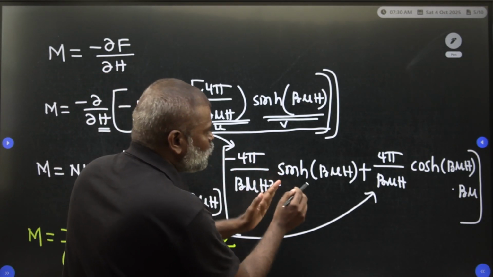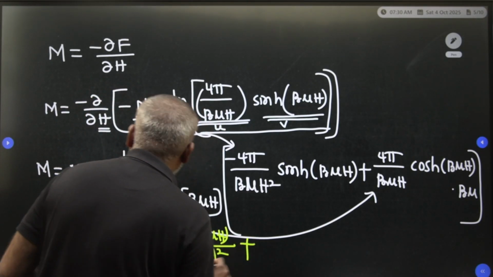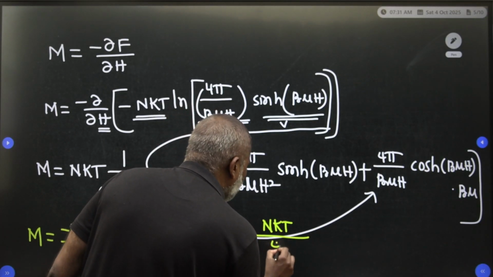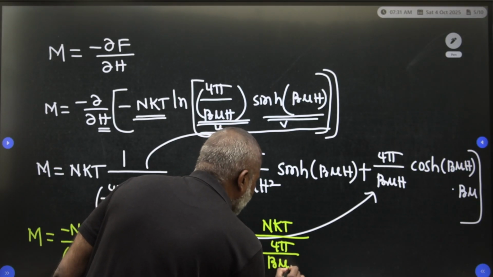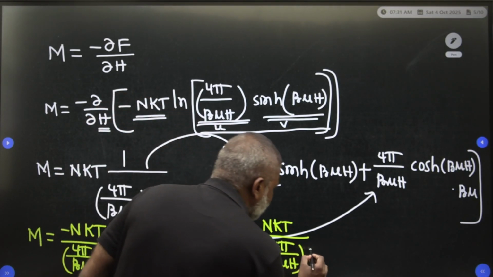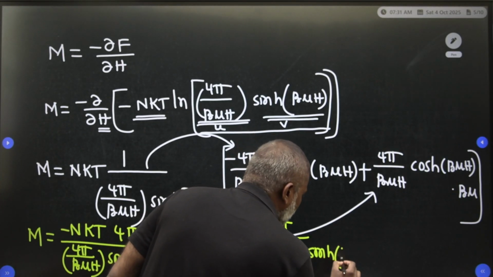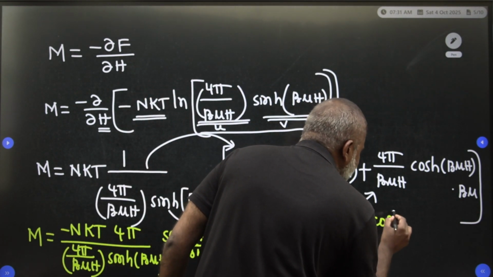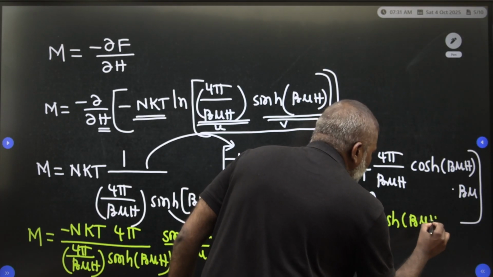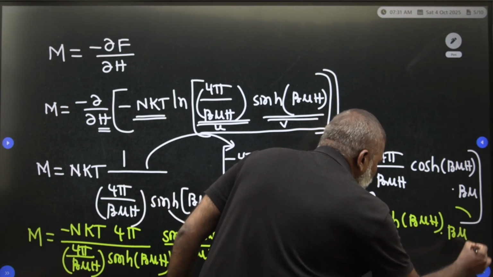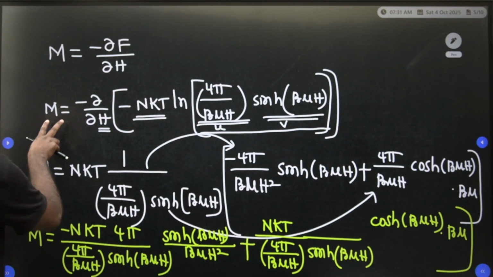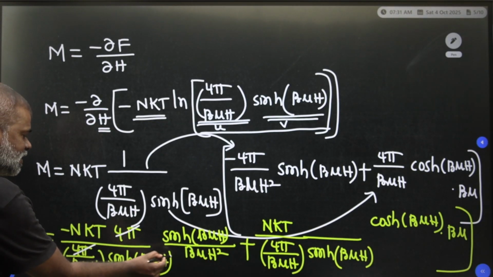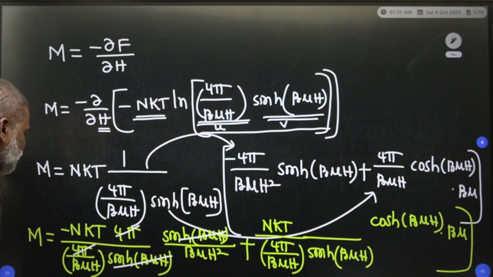Now the second term: plus NkT over (4π / βμH × sinh(βμH)) into cosh(βμH) into βμ. Now are there any cancelling terms? Yes, 4π cancels, and sinh(βμH) cancels.